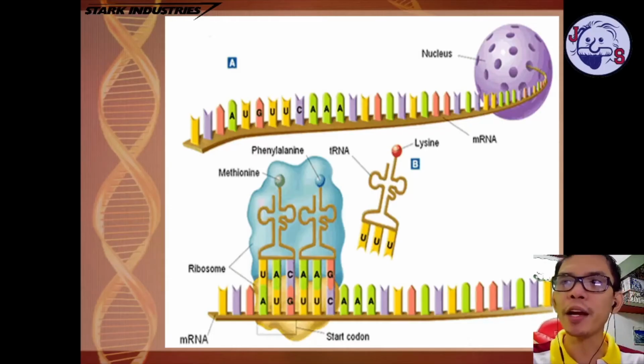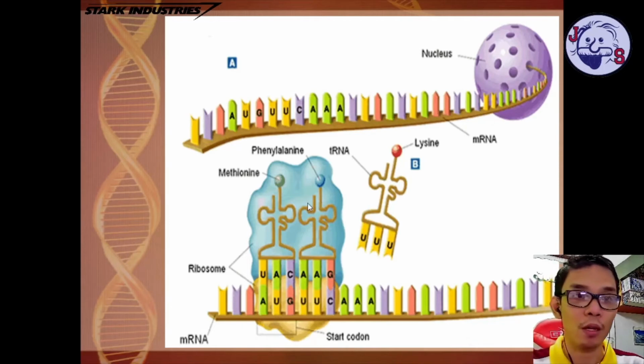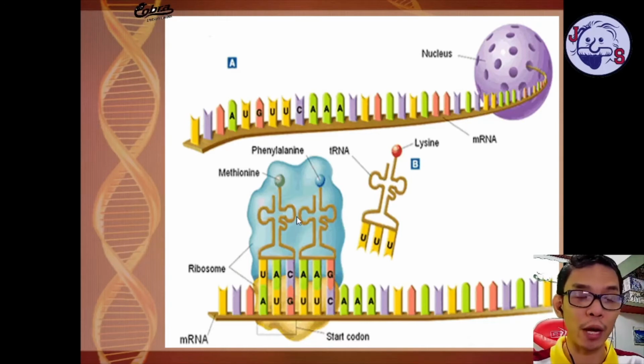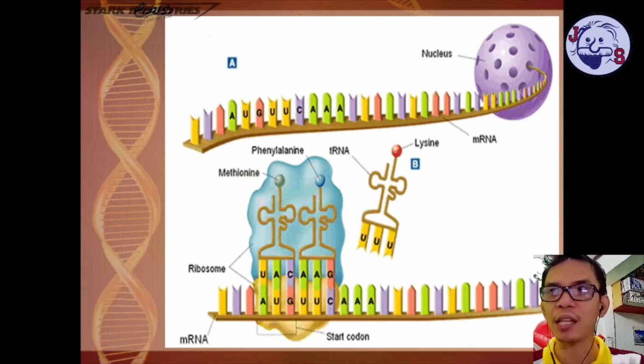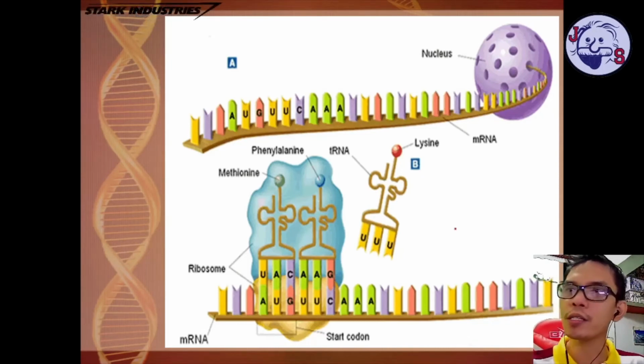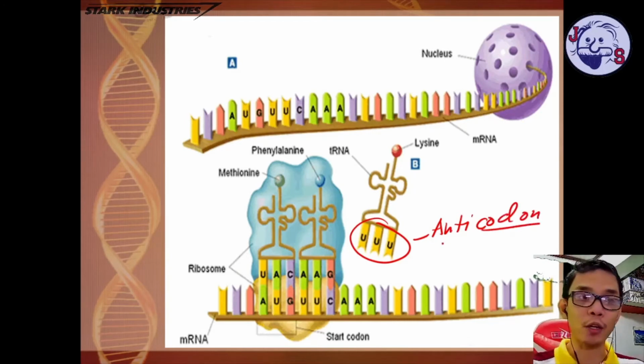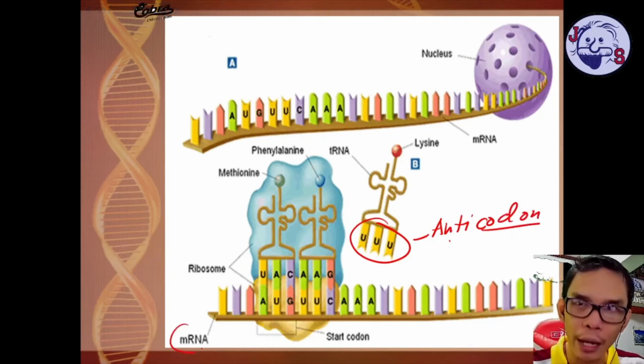Okay, so the tRNA, from the word itself, transfer RNA, only transfers the amino acid. It only carries the amino acid. That's all. It doesn't do anything aside from carrying the amino acid. Now, the codon that the tRNA contains is called the anticodon. So why is it anticodon? Because it is anti to the mRNA. The codons that are carried by the tRNA are opposite to the mRNA.